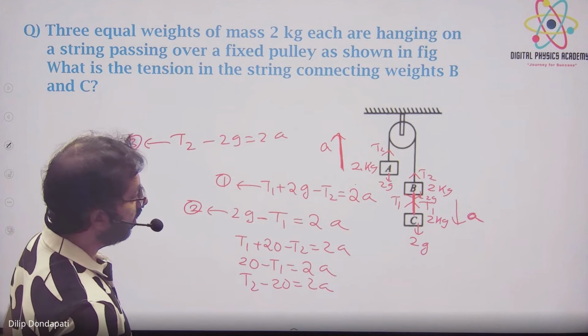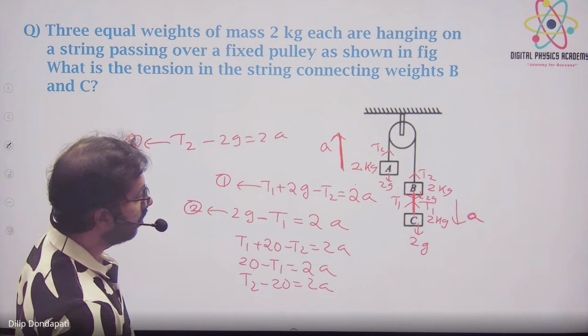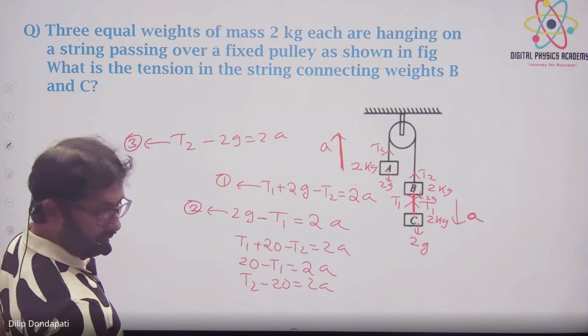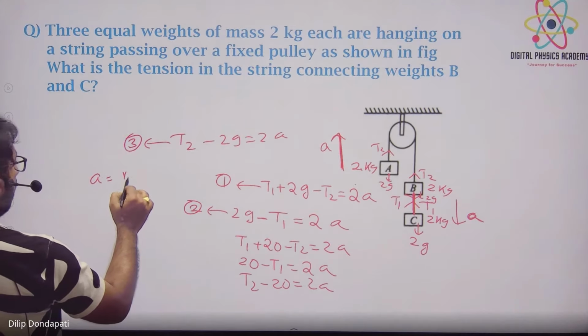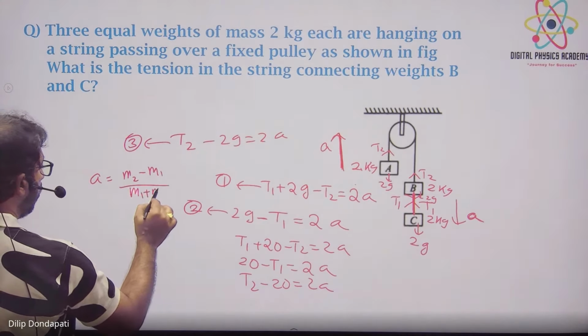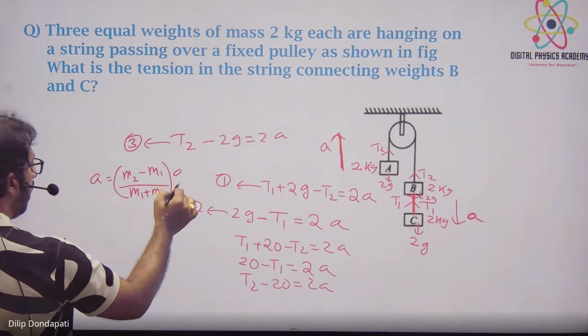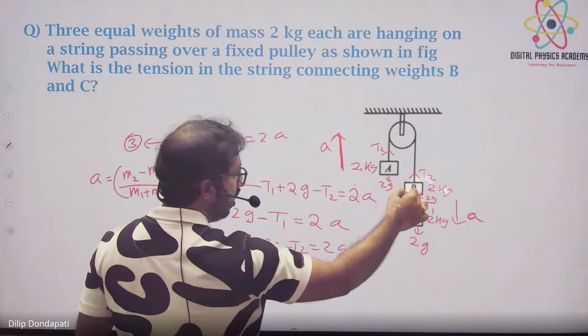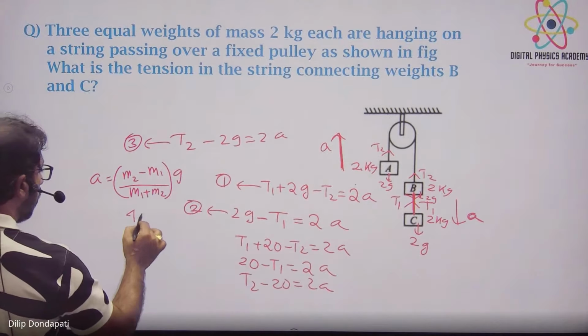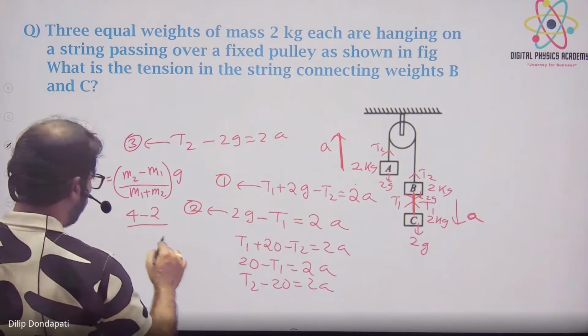2 by m1 plus m2, so 6, 1 by 3 into 10, 10 by 3 will come. Sir, m2 is 20. Use formula 3: m2 minus m1 by m1 plus m2 into g. m2 means the second body, so total mass is how much? 4 kg, so 4 minus m1 is 2. Sir, I use exactly the same as what you wrote. I got a as 2. How does this 2 come? We will see first.